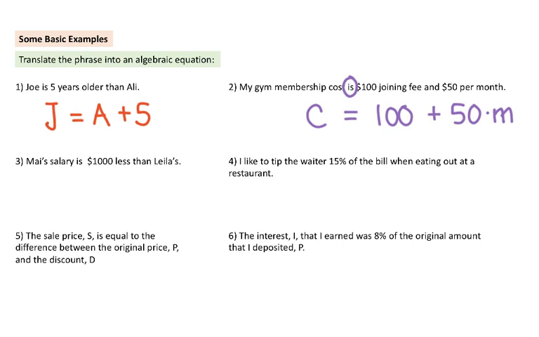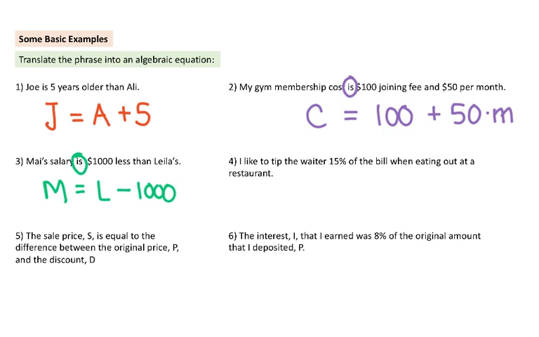May's salary is $1,000 less than Layla's. Again, the equal sign tells you, or goes with the is. May's salary is $1,000 less than Layla's. So we can take Layla's salary and subtract 1,000. Okay, let's look at another one.